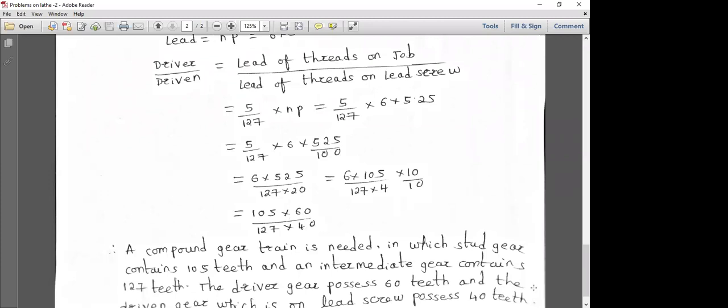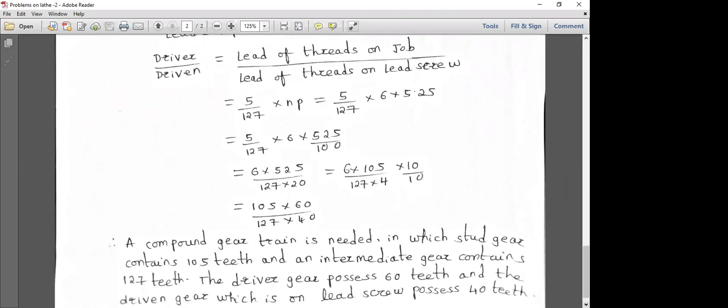You have to explain. Don't simply leave the numericals there, because this compound gear train is required for this particular pitch of 5.25. How you have calculated, you have seen, and that compound gear train is required, in which the stud gear contains 105 teeth, and this is an intermediate gear which is connecting the stud gear with the driver gear and the driven gear. The driver gear consists of 60 teeth here and 40 teeth.